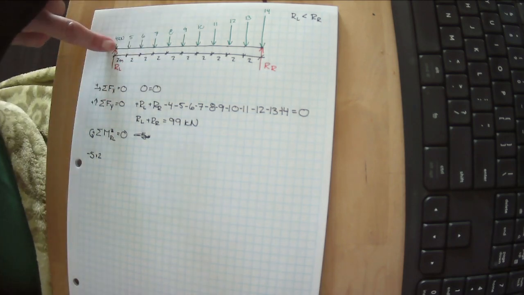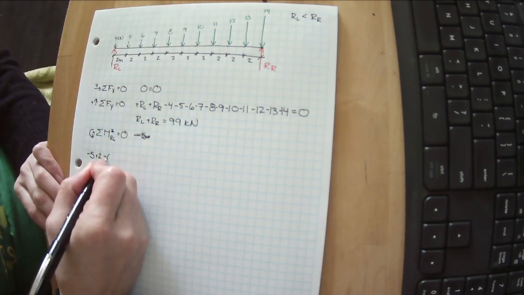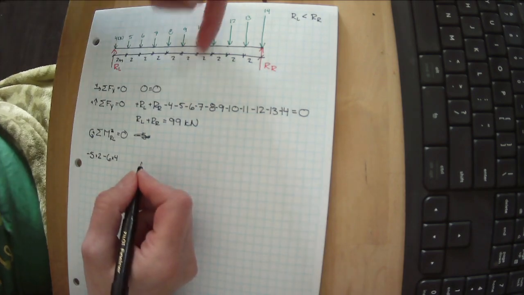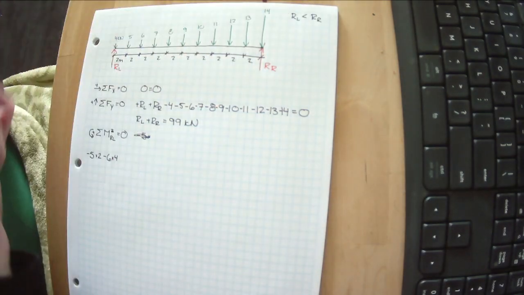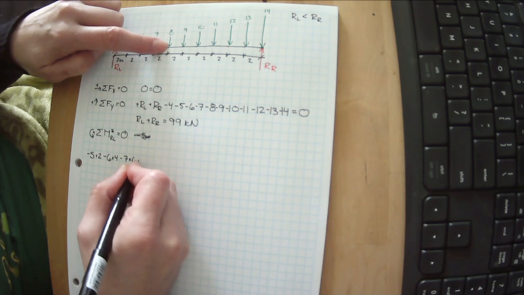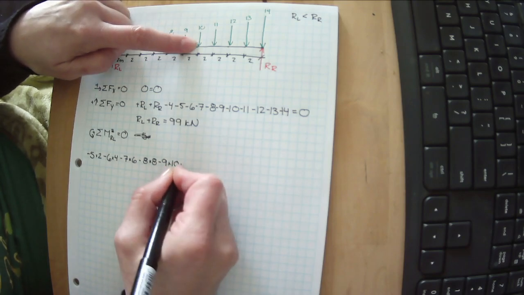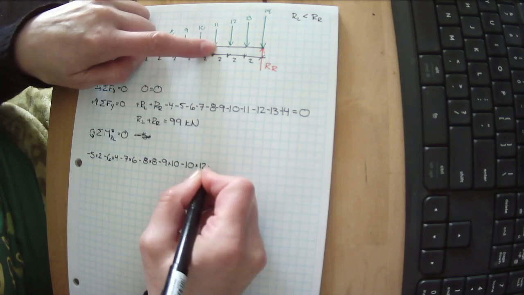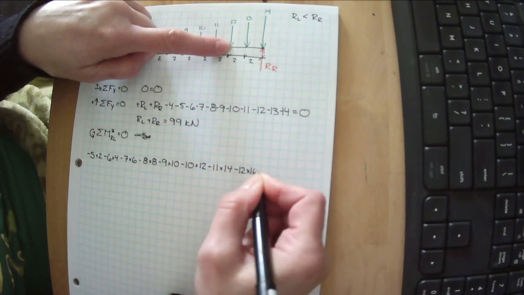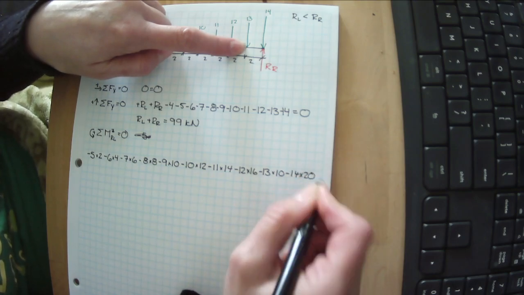Thumbtack here, 6, tries to spin it in this direction as well. We've got minus 6 times 4. Looks like we can keep doing this. All of these are trying to spin this in the negative direction. So we've got minus 6 times 4, minus 7 times 6, minus 8 times 8, minus 9 times 10, minus 10 times 12, minus 11 times 14, minus 12 times 16, minus 13 times 18, minus 14 times 20.